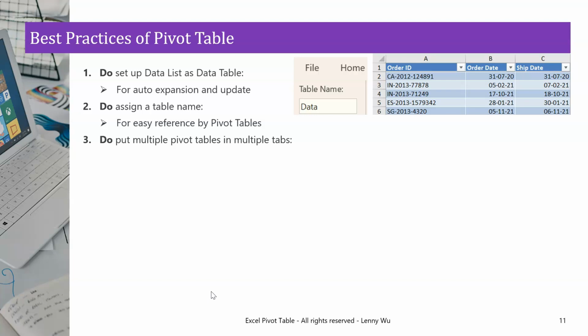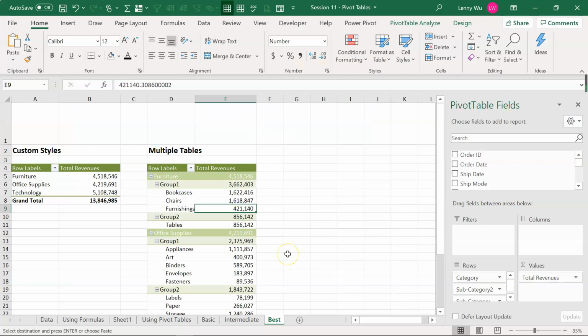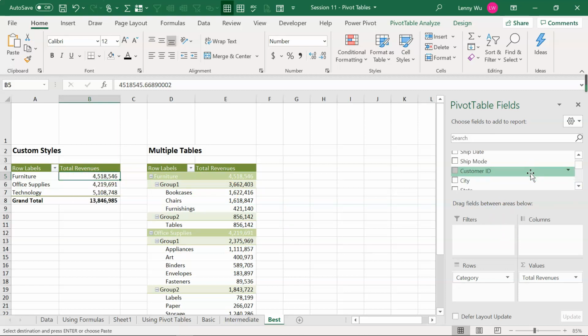Number 3, do put multiple pivot tables in multiple tabs. Otherwise, you will receive this error message saying a pivot table report cannot overlap another pivot table report. Let me show you an example in Excel. Suppose in one tab we have 2 pivot tables. For the first pivot table, we want to add more columns. For example, let's drag and drop region to the columns so that it goes to the right.